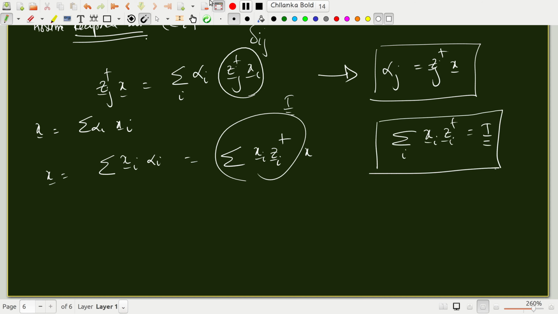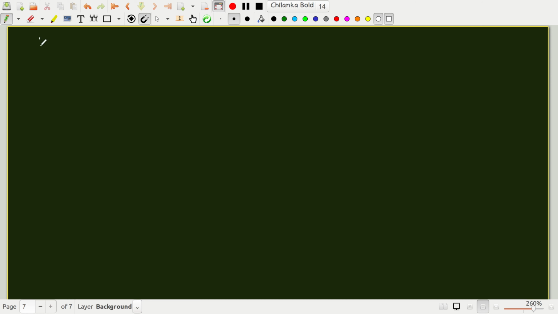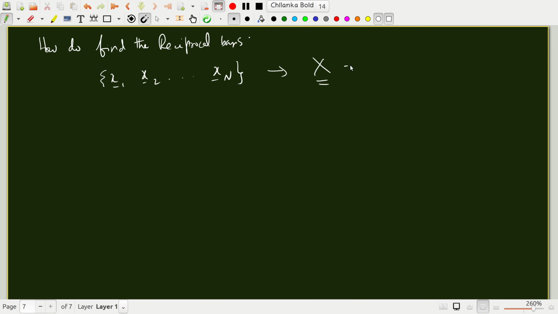Now I have been silent on telling you how to find the reciprocal basis. That's what we will do next. How to find the reciprocal basis? Now let's assume this set of linearly independent vectors. If I arrange them as column vectors, then they will form a matrix, right? The first column is x1, the second column is x2, and the nth column is xn.